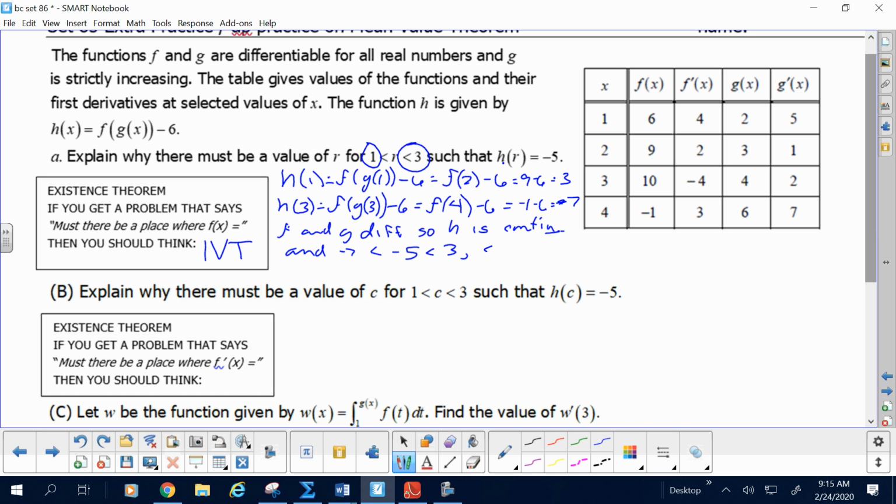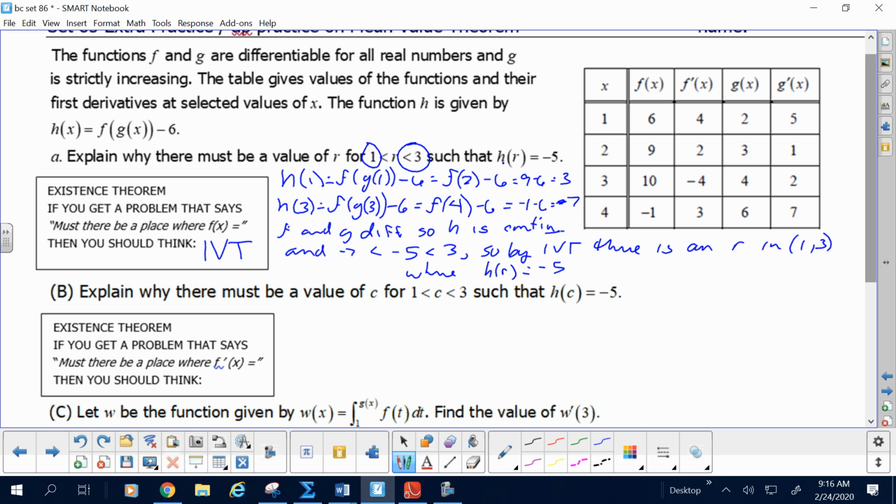So by IVT, there is an r in 1 to 3 where h of r has to equal -5. How'd you do there? Did you make that connection? Good. That was not easy. So if you made that, that's good. At least you got a soft 2. I think that was 2. Okay? So you're already better than average. Way to go.